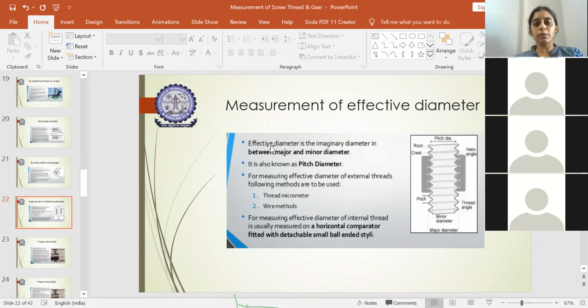To measure the effective diameter, in between the major and the minor diameter, we use the thread micrometer or the wire methods. The distance between the major and minor diameter is given by the pitch diameter. So if they ask you to show the effective measurements for the pitch diameter, then you should explain the thread micrometer as well as the wire methods. I will continue this tomorrow in my class. Today there were many disturbances in between. I'm sorry for that. I don't know the reason for the internet instability from my end.